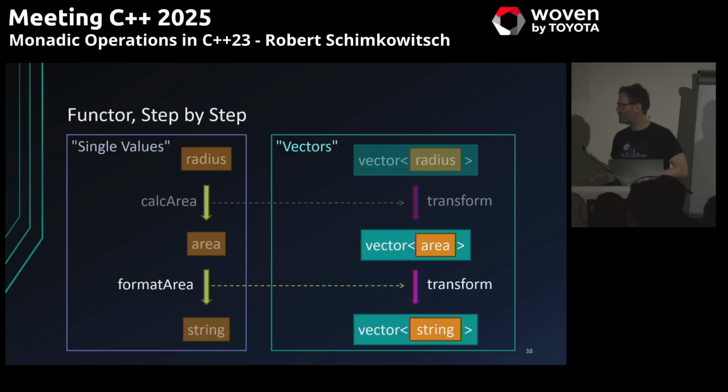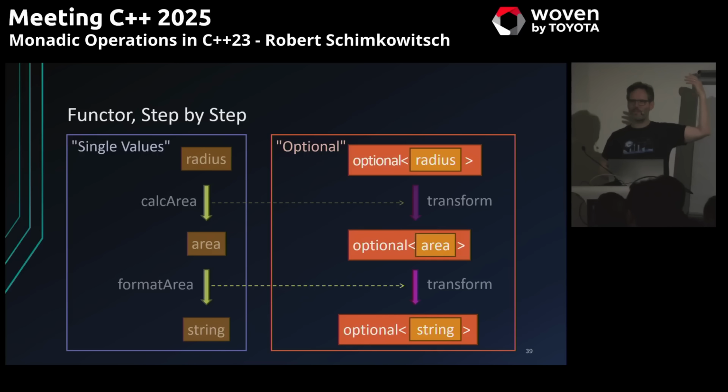And the nice thing about this, we are not bound to vector. We can just replace it with something else like optional. Our single value functions don't even need to know about that. This is nice separation of concerns.